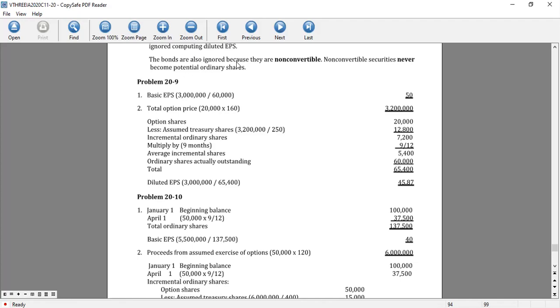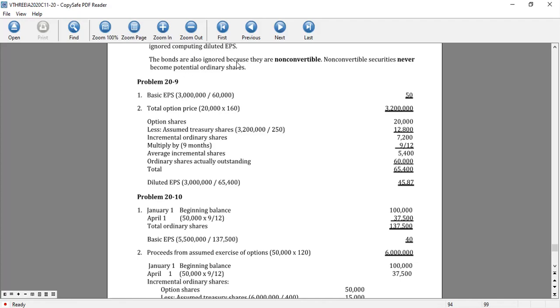So we now have January 1 beginning balance of 100,000, and then actually 100,000 is given. Then we add the April 1 conversion. That's on April 1, all the shares were exercised. The market price was 400, so you now multiply 50 thousand shares times 9 over 12 from April to December.